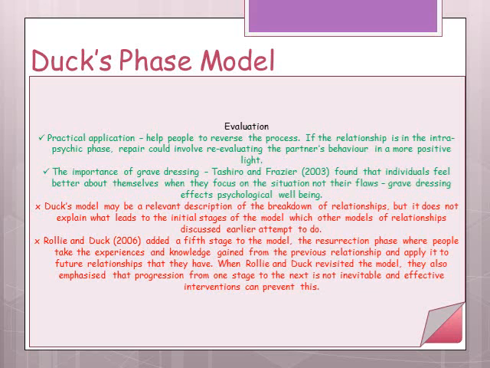Also, Duck and Rowley added a fifth stage to the model, the resurrection phase, where people take the experiences and knowledge gained from the previous relationship and apply it to future relationships. And when they revisited the model, they also emphasised the progression from one stage to the next is not inevitable, and effective interventions can help prevent this. So the old model might not offer a true representation of the breakdown of a relationship.